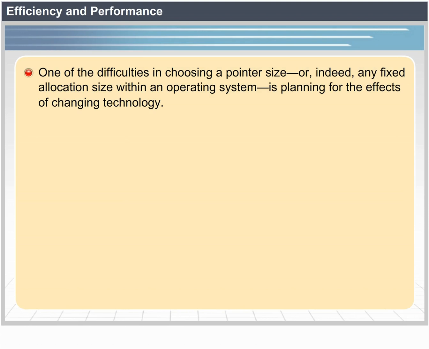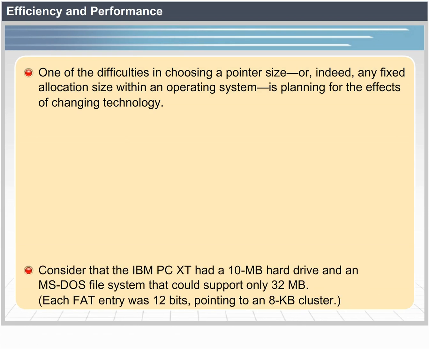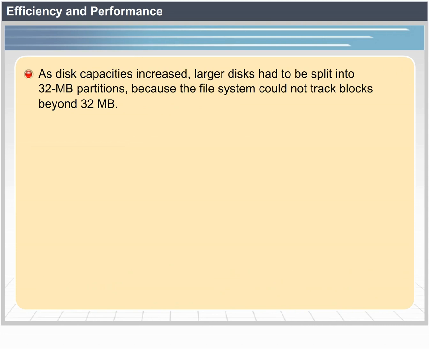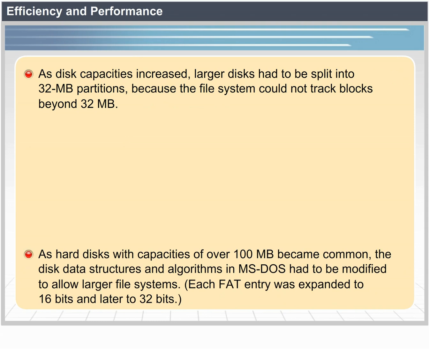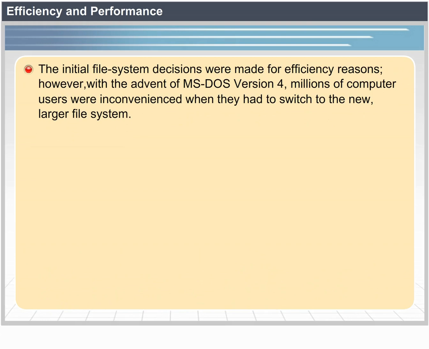Consider that the IBM PC XT had a 10 MB hard drive and an MS-DOS file system that could support only 32 MB. Each FAT entry was 12 bits, pointing to an 8 KB cluster. As disk capacities increased, larger disks had to be split into 32 MB partitions because the file system could not track blocks beyond 32 MB. As hard disks with capacities of over 100 MB became common, the disk data structures and algorithms in MS-DOS had to be modified to allow larger file systems. Each FAT entry was expanded to 16 bits and later to 32 bits. The initial file size decisions were made for efficiency reasons. However, with the advent of MS-DOS version 4, millions of computer users were inconvenienced when they had to switch to the newer, larger file system.